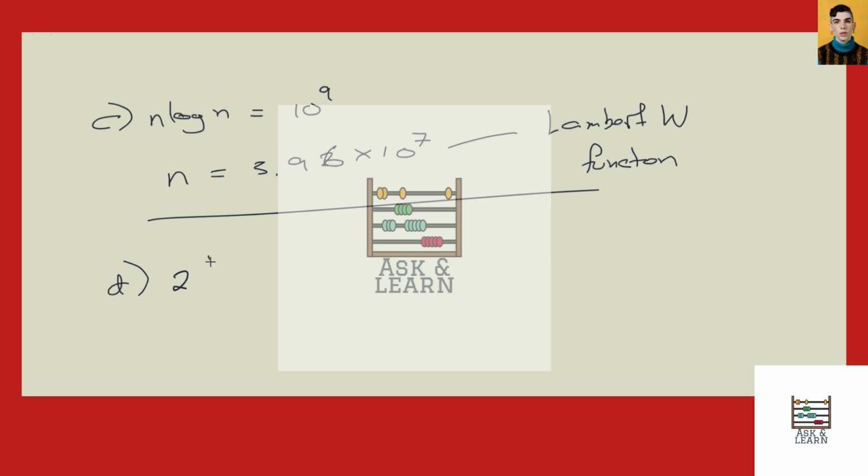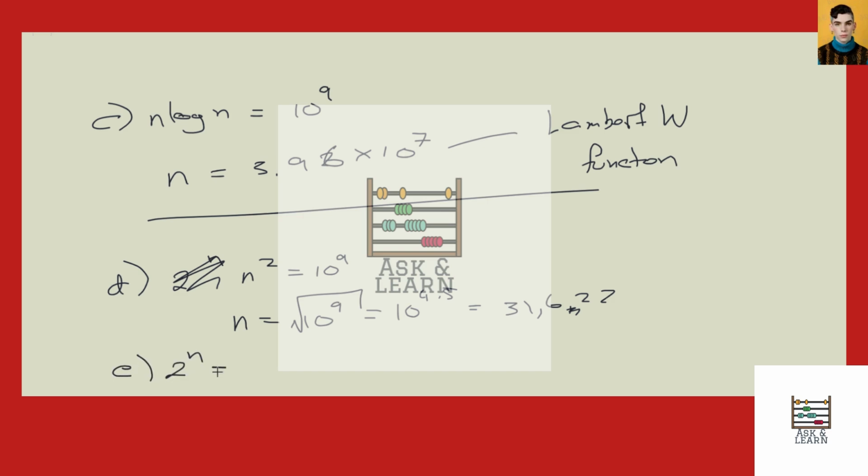Now for n squared equal to 10 to the 9, just take the square root of both sides. n is equal to the square root of 10 to the 9, which is just 10 to the 4.5. You can write this as 31,622. For 2 to the n is equal to 10 to the 9, you just take log base 2 of both sides. You have n is equal to log base 2 of 10 to the 9. This is 9 log base 2 of 10, which is equal to 29. So this is just log laws.